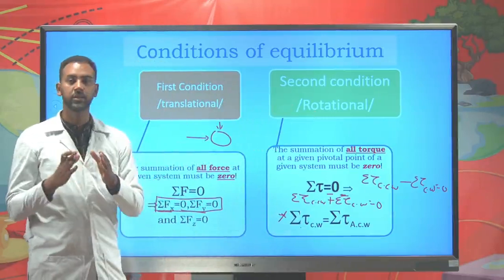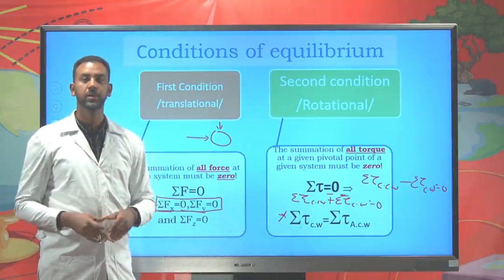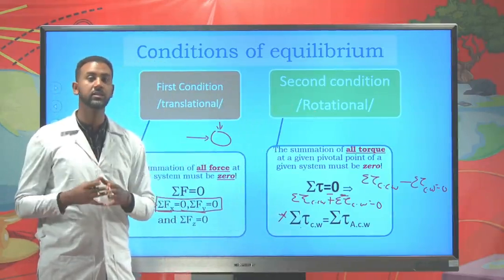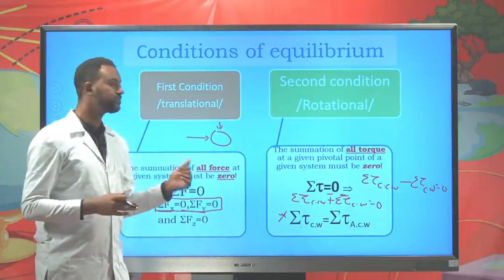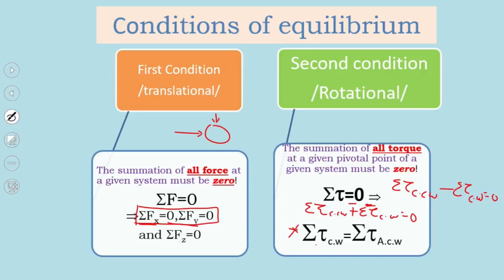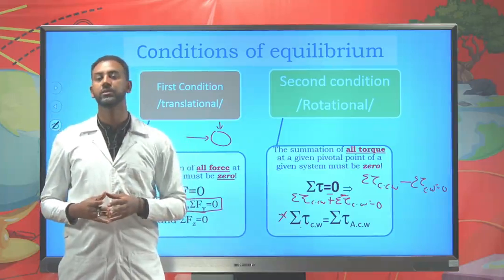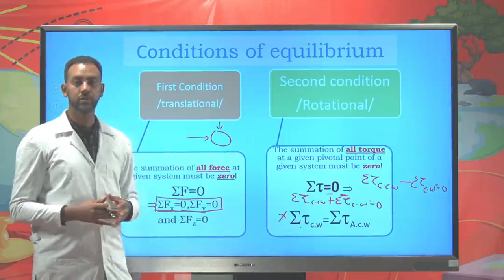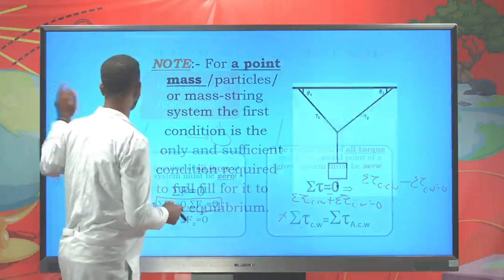So far, we have seen two types of equilibrium, static and dynamic equilibrium. The other thing we have seen is that the systems we study are the particle system and the rigid body system. And now we have seen that there are two conditions of equilibrium. The first is the translational condition. The second is the rotational condition. For the particle systems and rigid body systems, when we apply those conditions, which condition is appropriate for which system? We'll try to see that.